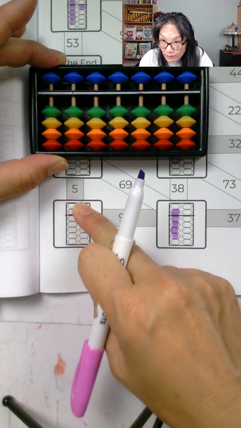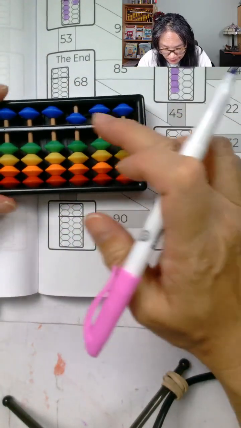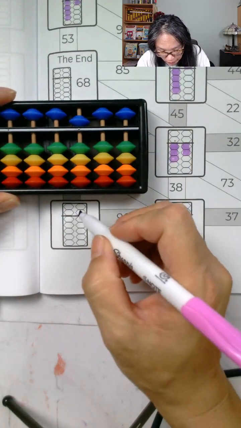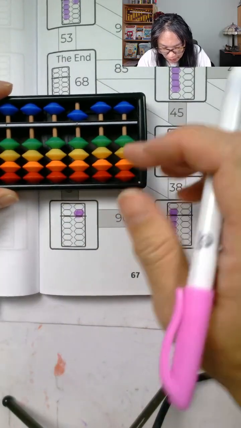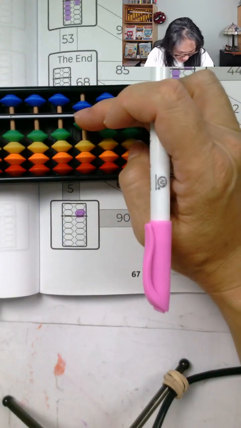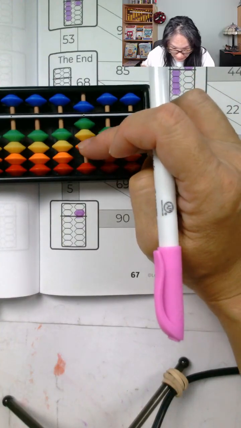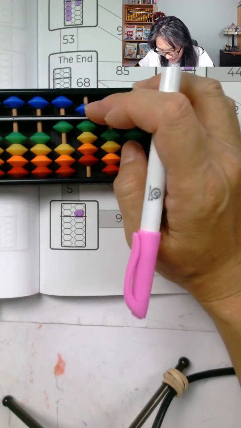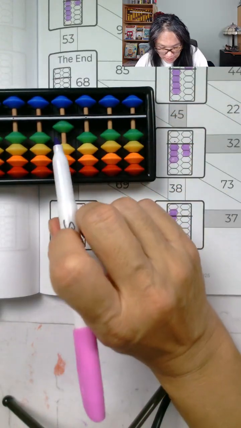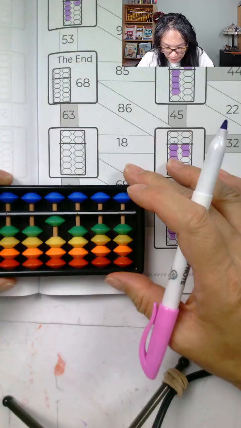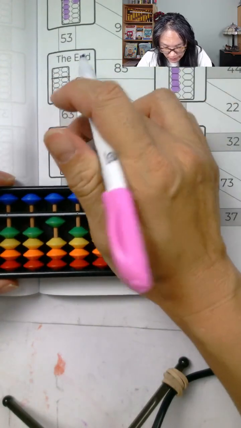What we're doing is we're learning how to read the abacus. This is 5. So 5 on the abacus looks like this. The top bead will always be 5. I'm going to color that in. We have 5, we have 6, 7, 8, 9, and then 10 looks like that. So 10s and 1s. This is a 2-digit number.